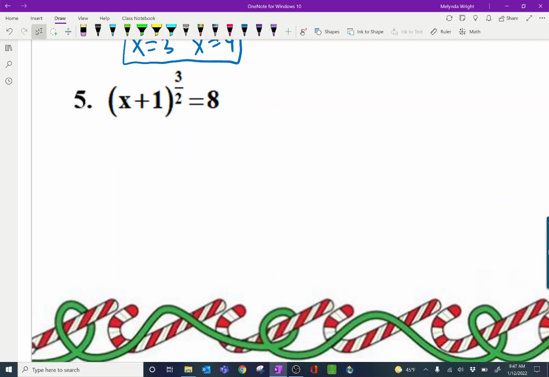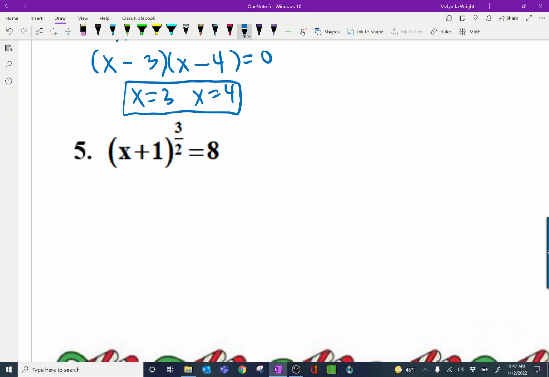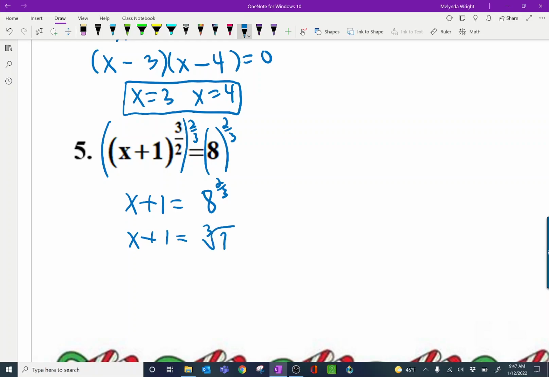Oh, isn't that so fun? All my candy canes. Memories of Christmas. So I need to get rid of the 3/2, so I want to raise each side to the reciprocal, because we know 6 over 6 is 1, so I have x plus 1 equals 8 to the 2/3. Okay, let's go ahead and write that in radical form, just so it's a little easier for us to deal with. This is the cube root of 8 squared.